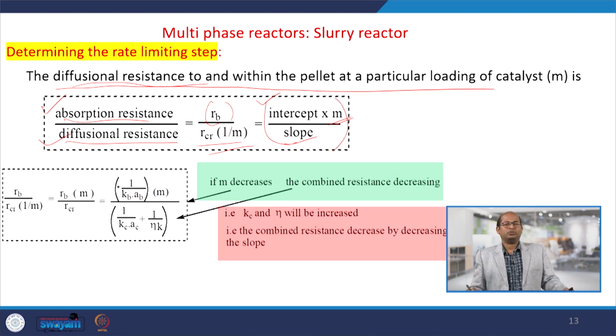Okay, so we are considering two different resistances, absorption and diffusional resistance, and for the rest of the part, the details about how we can control one resistance, the absorption resistance, and control the diffusion resistance, so that we can increase the conversion rate or rate of reaction for that particular system, we will discuss in our next class. Okay.